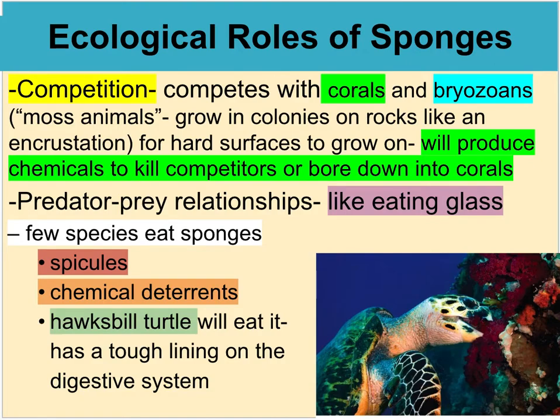So sponges actually compete pretty hard with some other organisms like corals and bryozoans. We're going to talk, you know what corals are, but bryozoans we'll talk about a little bit later in the chapter. They're moss-like animals that grow in colonies and on rocks and kind of encrust on those things. So obviously sponges will want to grow on the same types of places. So they have turf wars with corals and bryozoans for that perfect spot to grow a whole little colony.